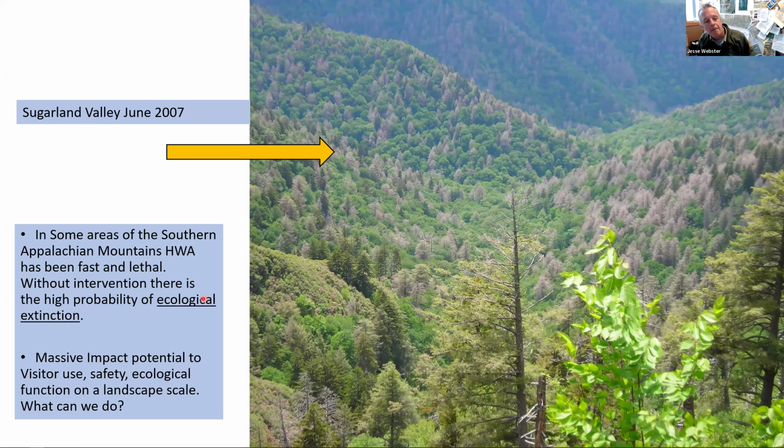But again, you think about it without intervention, and that's really what I'm here to talk about today, without intervention, there's a high probability of ecological extinction. So there was a massive impact that we knew was on the way, with potential effects on visitor use, safety, and ecological function. So what are we going to do?